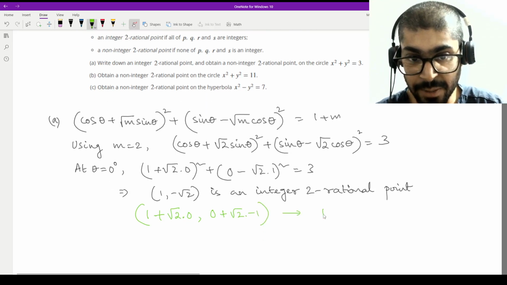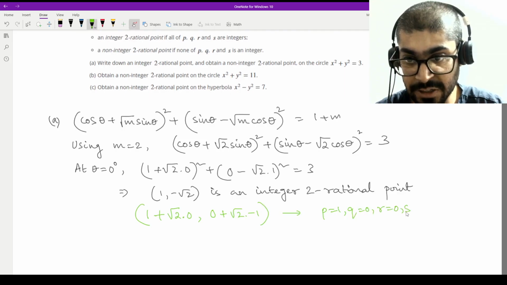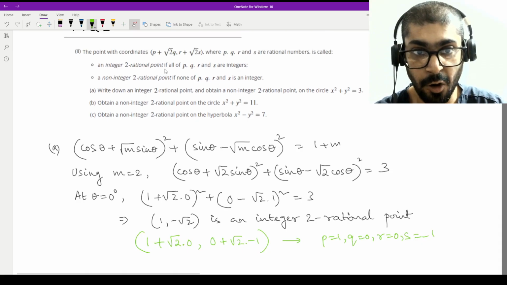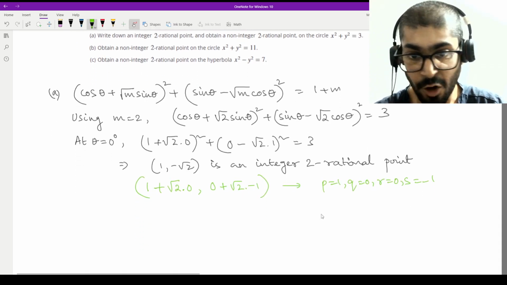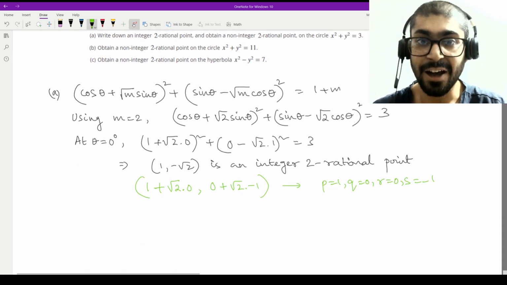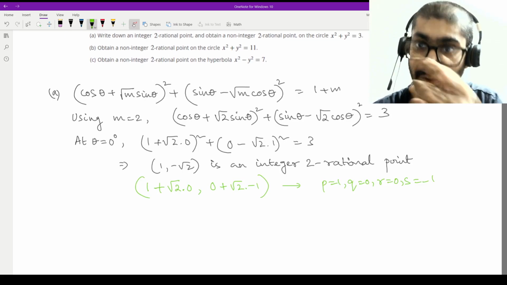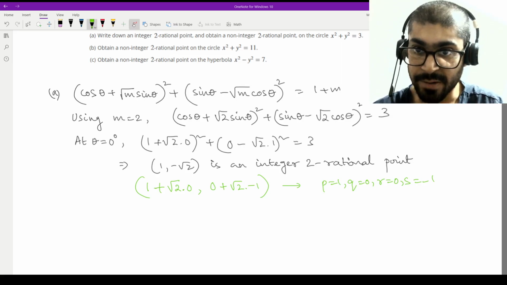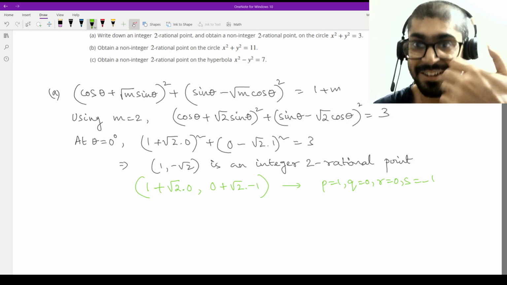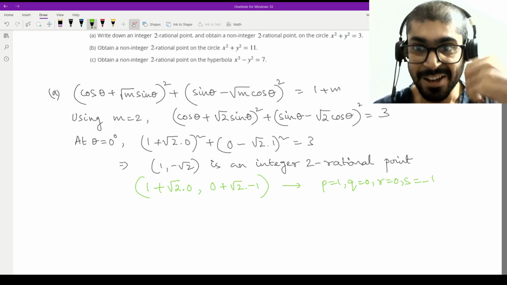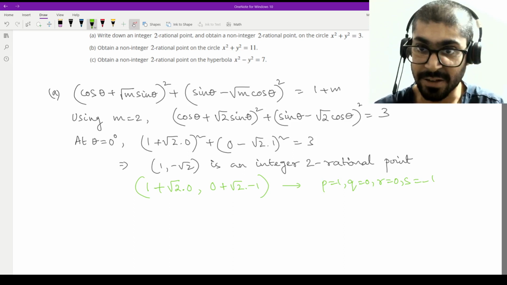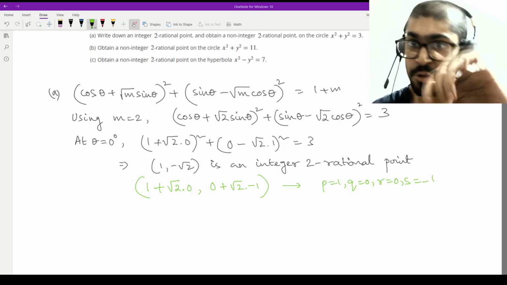This will imply p equal to 1, q equal to 0, r equal to 0, s equal to minus 1. Now all of these are integers, right? So if all of these are integers, then whatever point we obtain after setting all of the coefficients to be integers will be an integer two rational point. This is the tricky nature of this question and the contrast between the first section and the second section of this question. That is why I decided to make this into two separate videos.